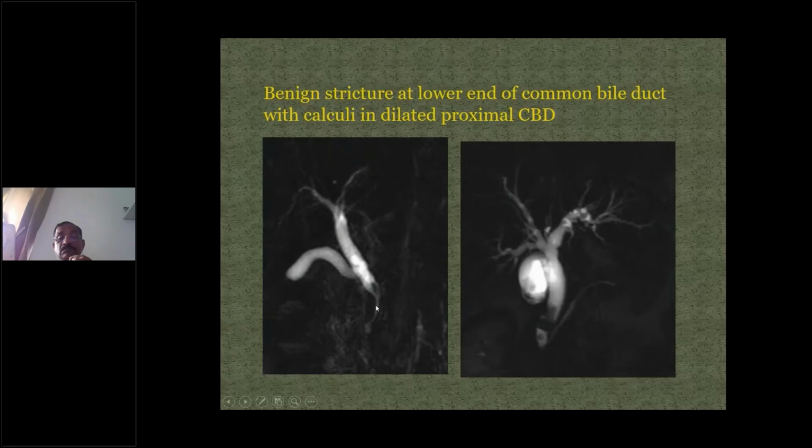Now we compare the benign and malignant stricture. Normally the benign stricture will have smooth margins and usually a gradual tapering, not an abrupt cutoff. And there will be no associated mass or any enhancement. And if bile duct wall thickening is there, it will be minimal, not the gross abnormal wall thickening or mass, which are commonly seen in a malignant stricture.